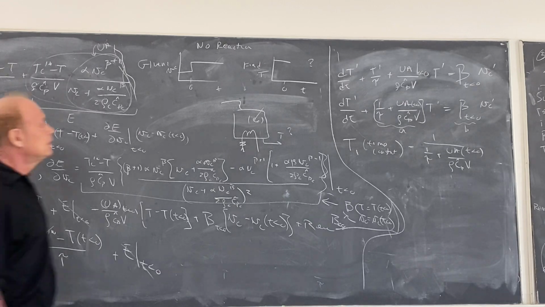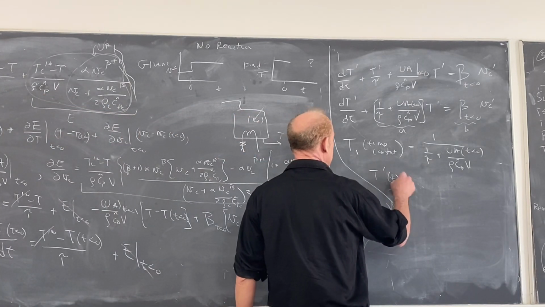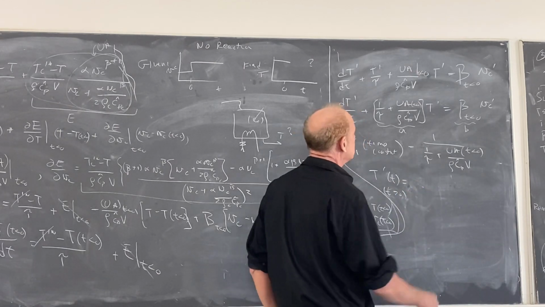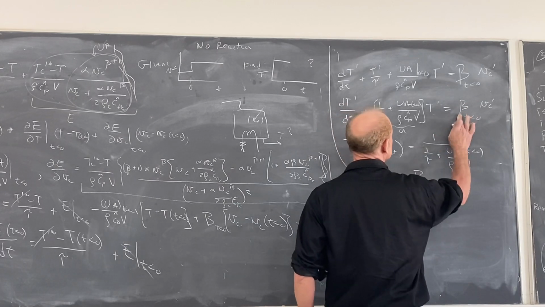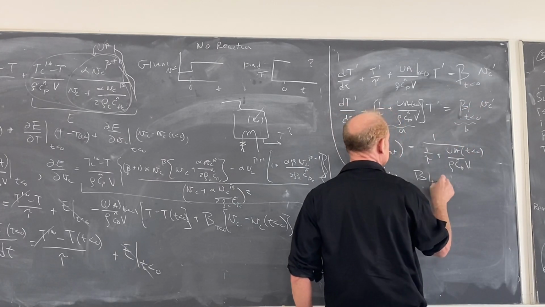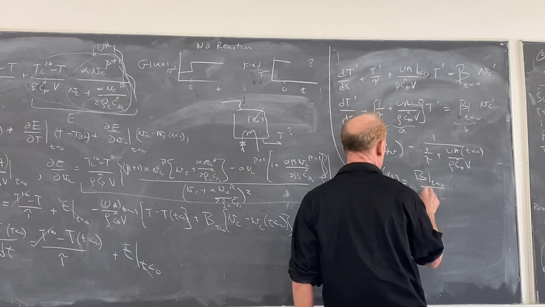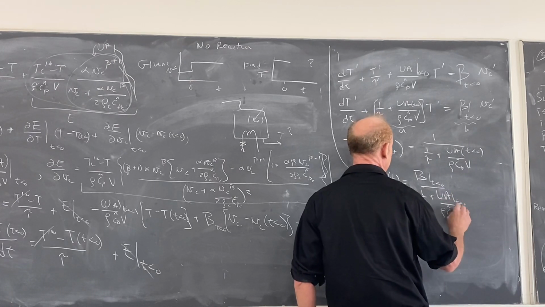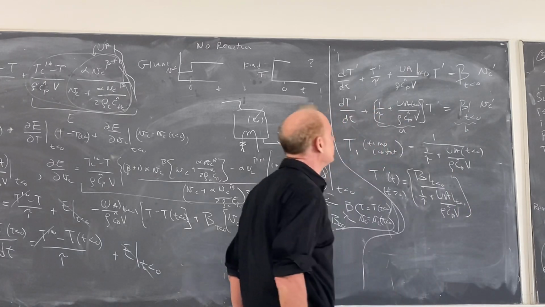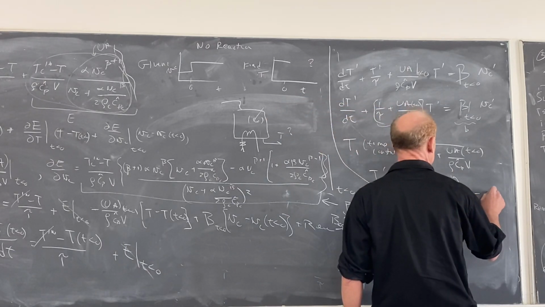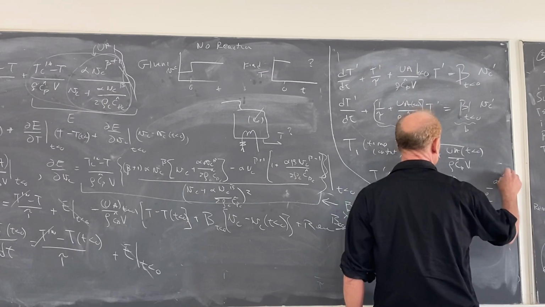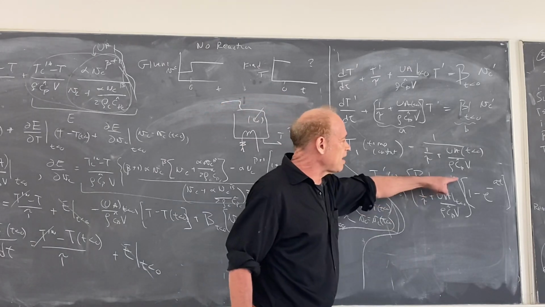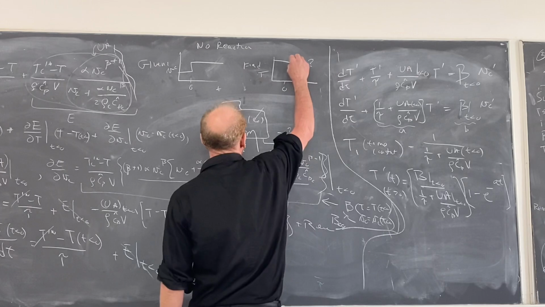So I have T prime of t, and this is for t greater than 0, is equal to b over a. So that's this b for t less than 0, divided by a, which is 1 over tau plus UA at t less than 0, over rho Cp hat V, times 1 minus e to the minus at, where this again is a. I don't feel like writing it over again. So I just have a 1 minus an exponential, and it looks like this.